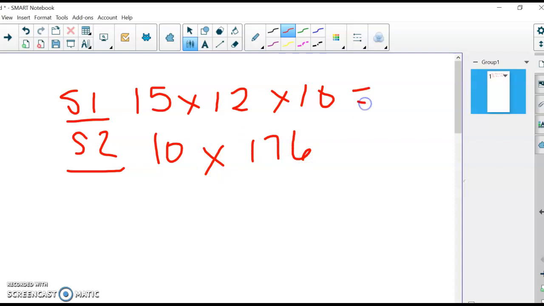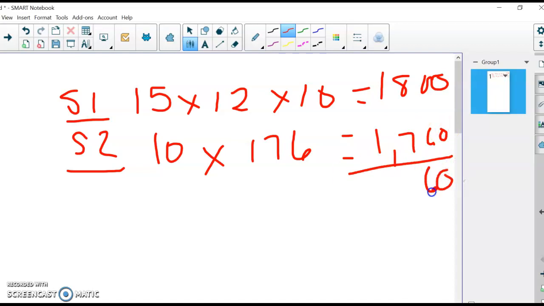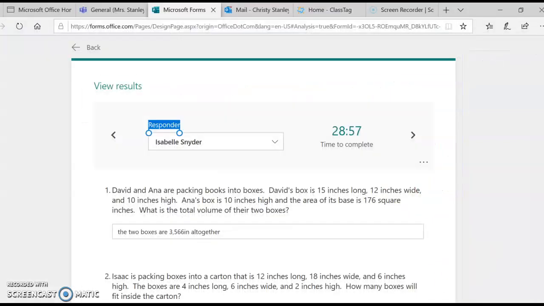All right, so if we add these up, we get 1,800 for his. And then for hers, we get 1,760. And if we want the total volume, we have to add these up. And we end up with 3,560. That's how you would do that one.